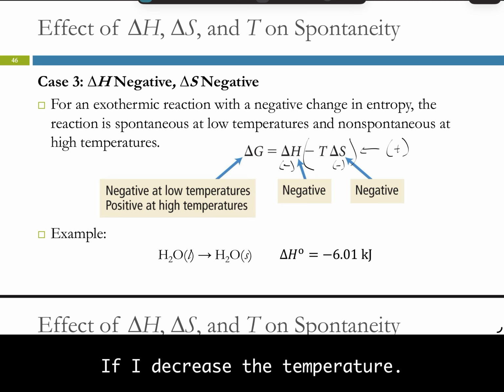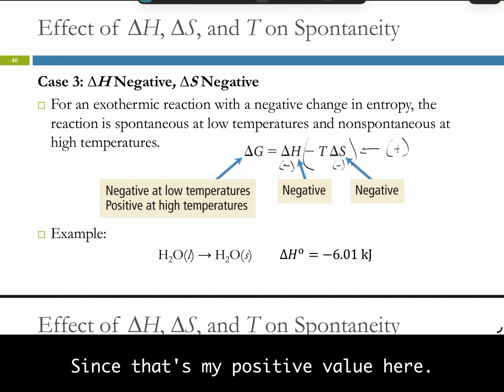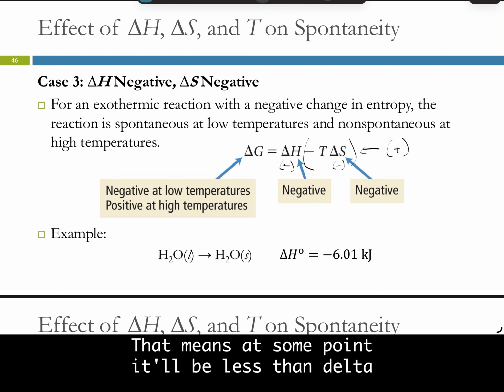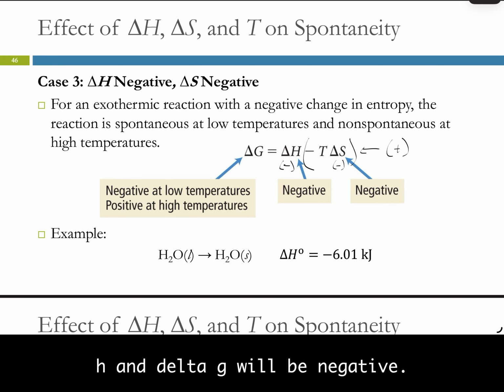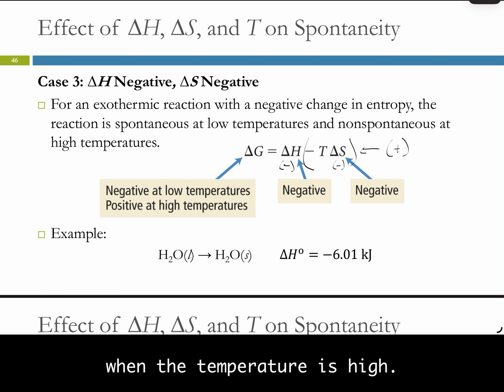If I decrease the temperature, then the negative T delta S gets smaller and smaller and smaller, since that's my positive value here. That means at some point it'll be less than delta H, and delta G will be negative. So it's going to be spontaneous when the temperature is low, and non-spontaneous when the temperature is high.